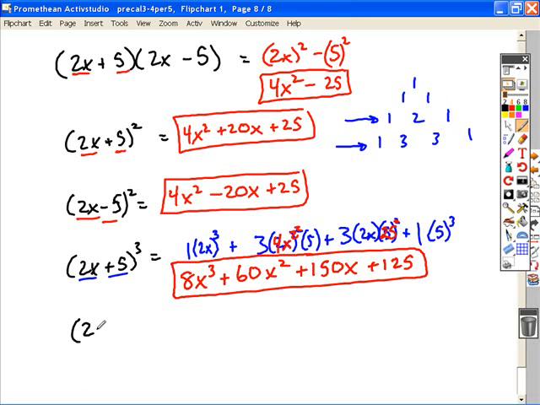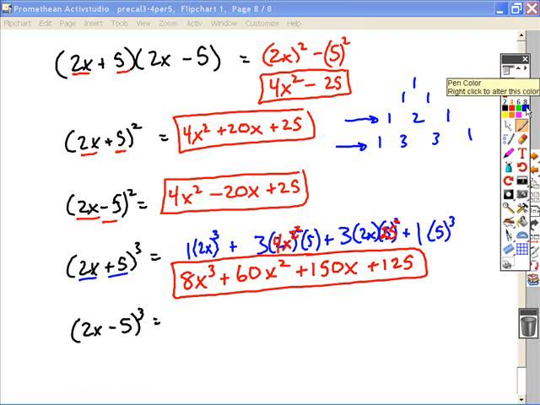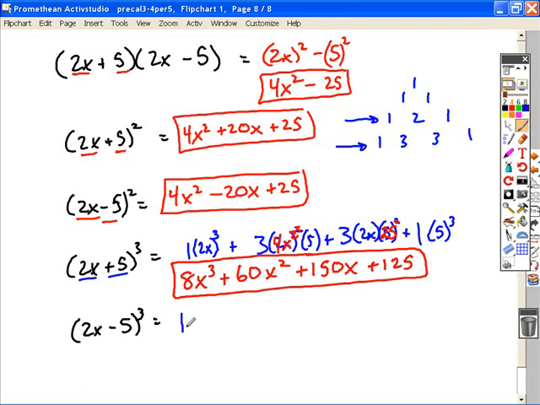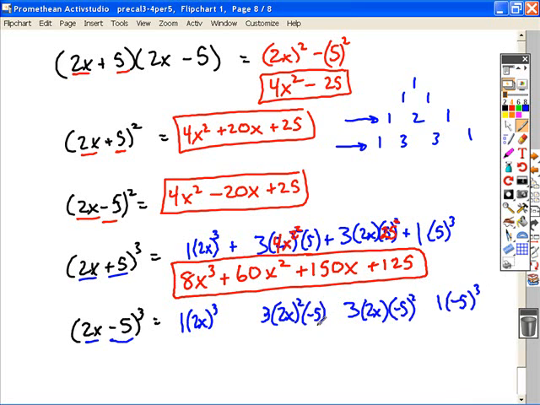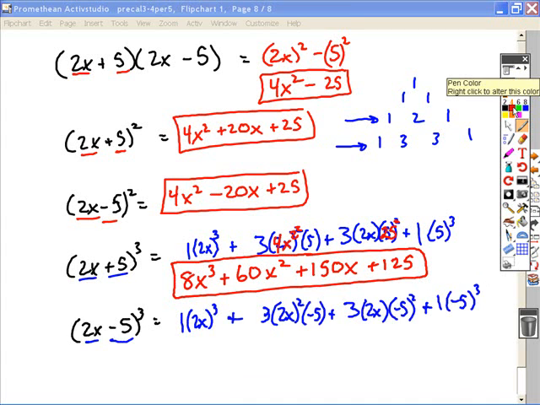And now, again, if you were taking the difference of terms and cubing that, the process is going to be exactly the same. The pattern of coefficients is 1, 3, 3, 1. Take your first term, 2x, cube it, square it to the first. Take your last term. Now your last term is a negative 5, so you're going to cube it, negative 5, square it, negative 5 to the first. Connect everything with an addition symbol. And then when you go to simplify, all the negatives will take care of themselves.